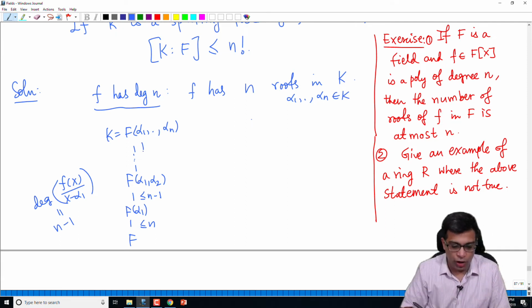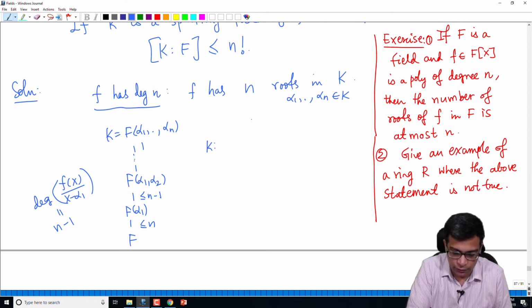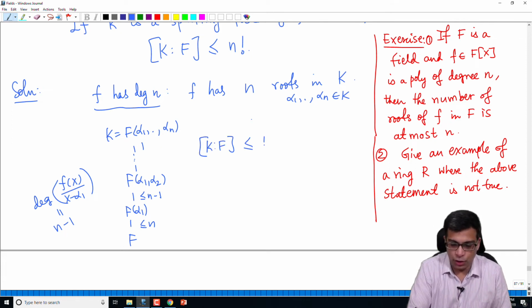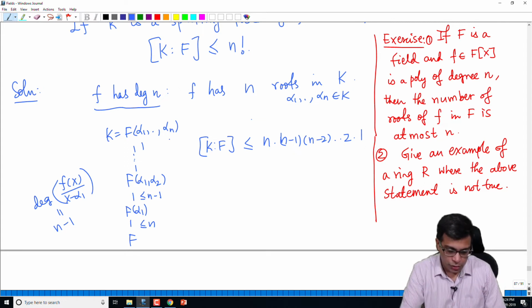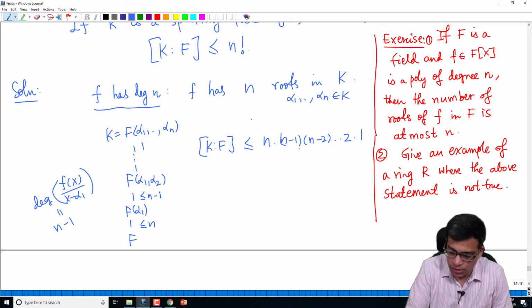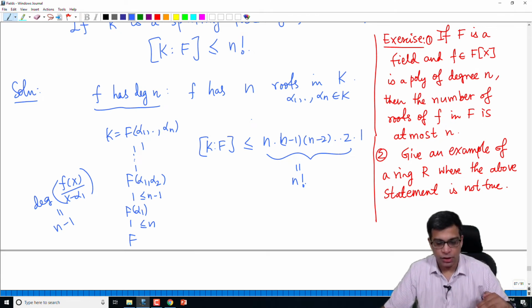And all the way to 1 you get, okay? So if you multiply this, the degree of K over F is less than or equal to n times (n minus 1) times (n minus 2), all the way up to 2 and 1, okay? So this is exactly equal to n factorial. Okay, so the degree is at most n factorial. It can be smaller sometimes than n factorial, but it cannot be more than n factorial.